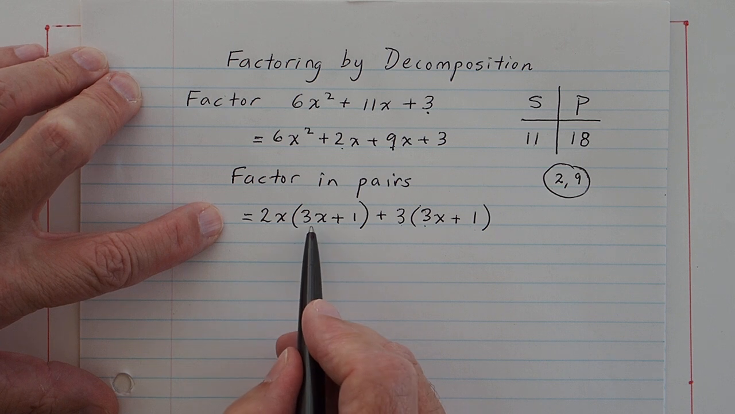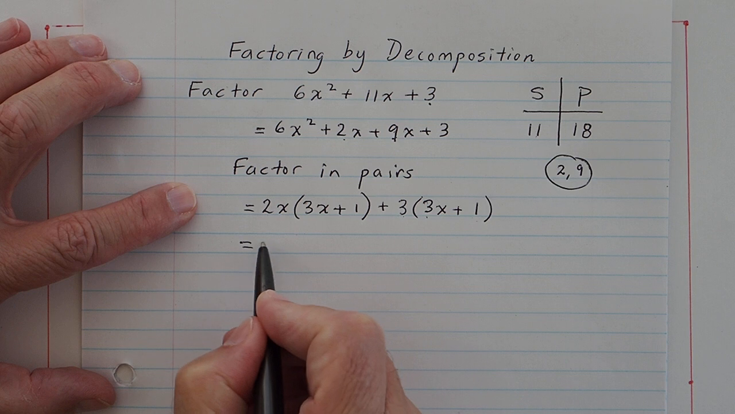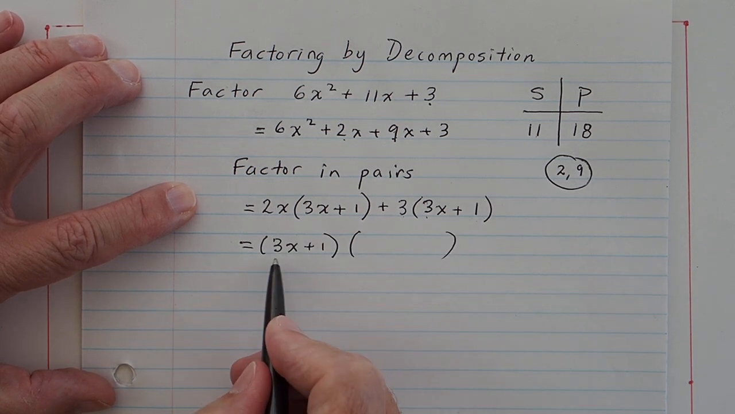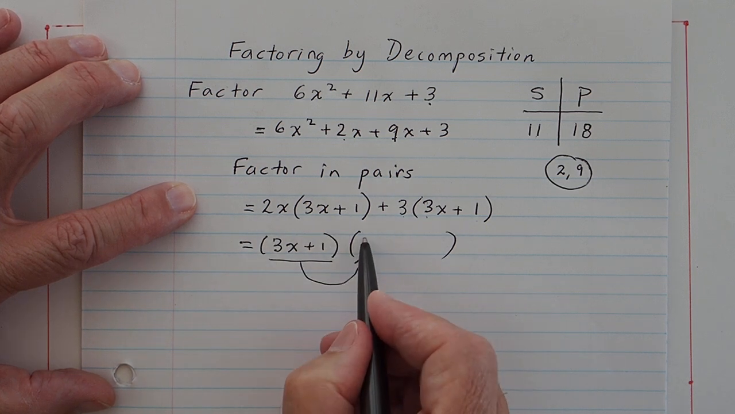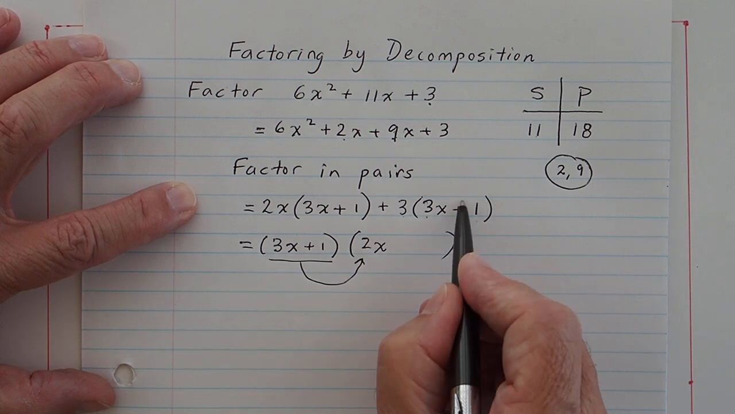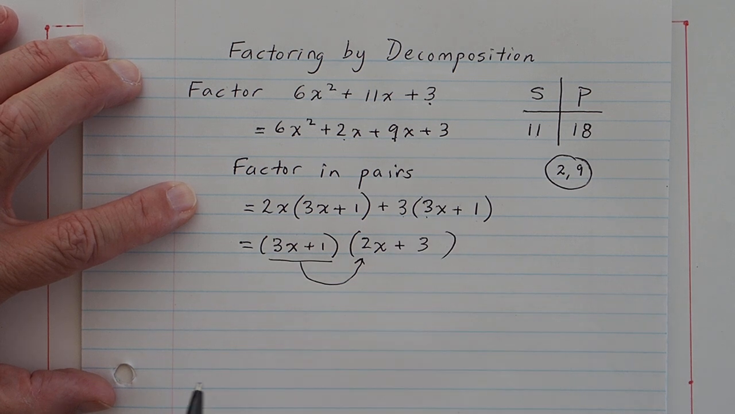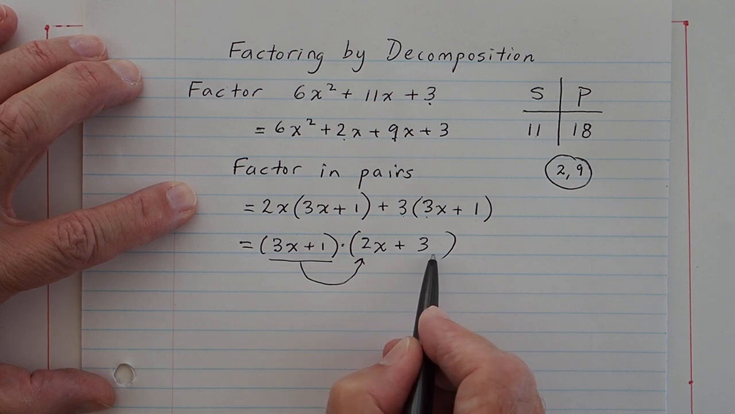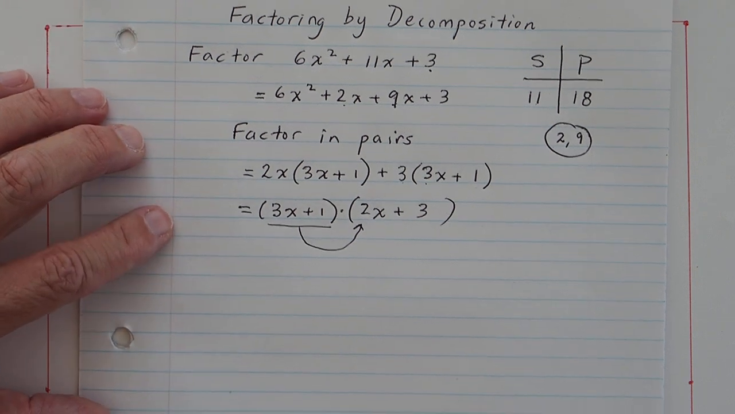Okay, now what we do to finish the question off is we factor out the common binomial. So that common binomial is 3x plus 1. So 3x plus 1 times something gives this term back. That's 2x. And 3x plus 1 times something gives this term back. And that's going to be 3. This is now a product because you're multiplying this linear polynomial times this linear polynomial. So that's been factored. Let's try another question.